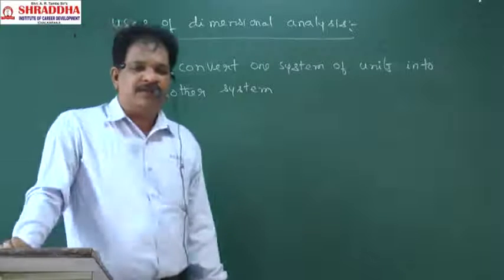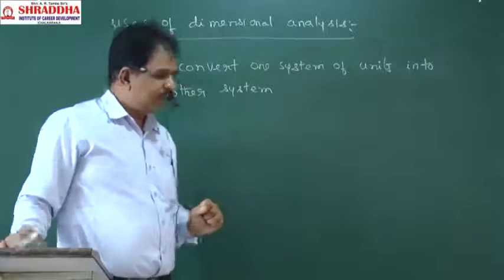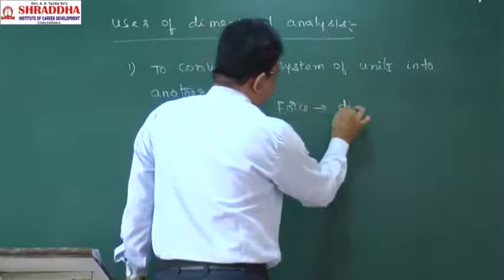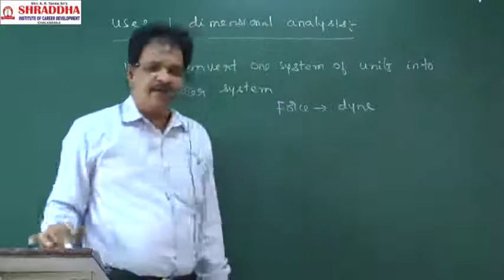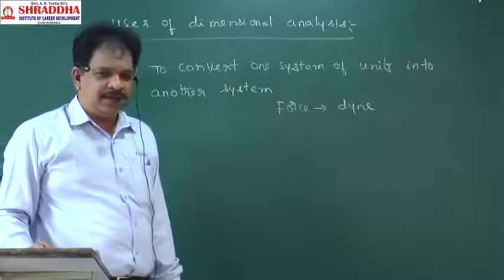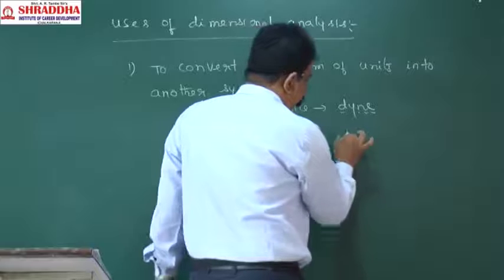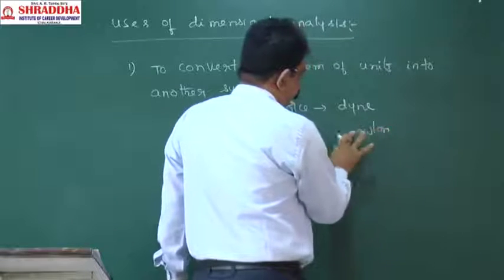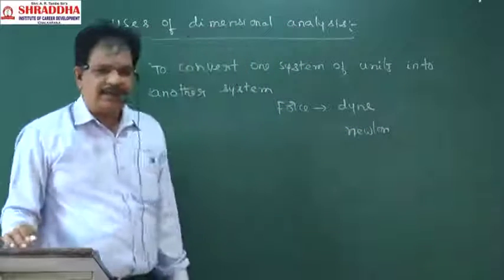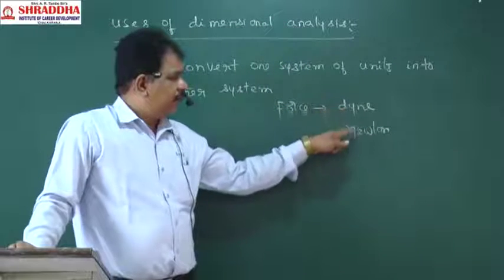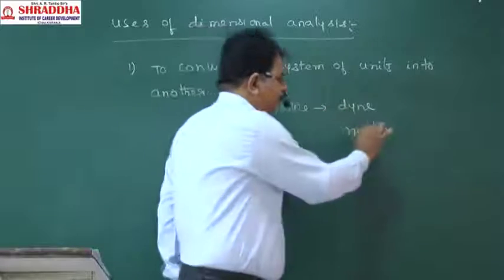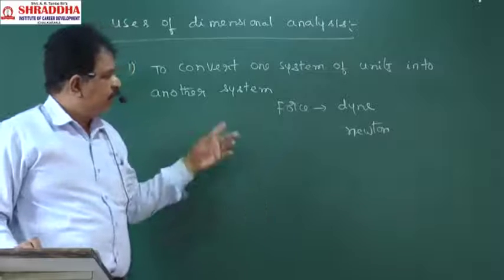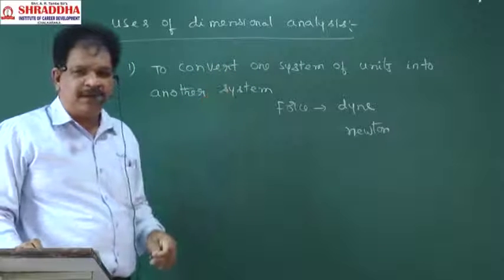For example, take some examples. If you take force, the CGS unit of force will be dyne. The SI unit of force will be Newton. What is the relation between them? 1 Newton is equal to how many dynes? To get that relation, this dimensional analysis will be helpful.